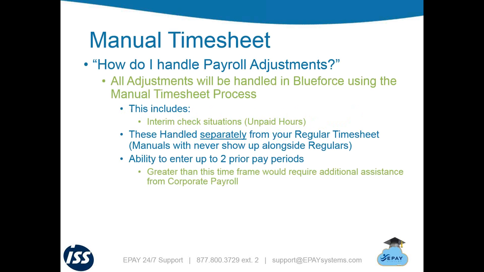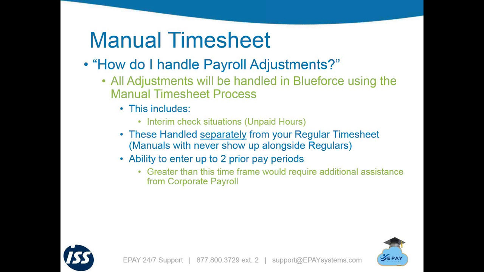So a manual timesheet, that is the big topic for today: how do I handle these payroll adjustments? All adjustments will be handled through Blueforce using this manual timesheet process, and this basically includes all of your interim check situations, unpaid hours. Now, these situations are handled separately from your regular timesheet. So here in a little bit, when I go into Blueforce and some of the slides I have coming up, I'm going to show you those screens so you can see where the regular timesheet is and where your manual timesheet is located. And manuals are never going to be mixed in with those regular timesheets.